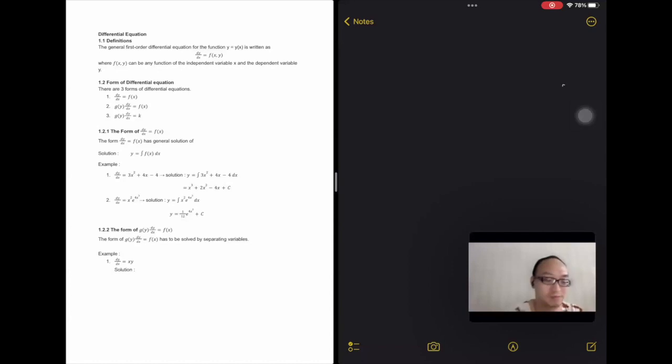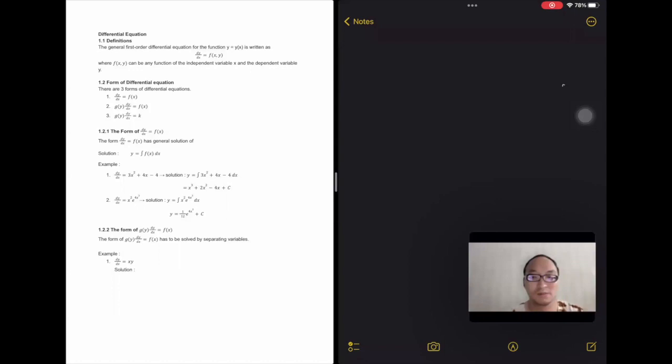This lecture is about differential equations. What is a differential equation? A differential equation is a mathematical equation that relates an unknown function to its derivatives. It involves one or more derivatives of an unknown function with respect to one or more independent variables. Differential equations are widely used in various fields of science, engineering, and mathematics to model and analyze dynamic systems and phenomena.